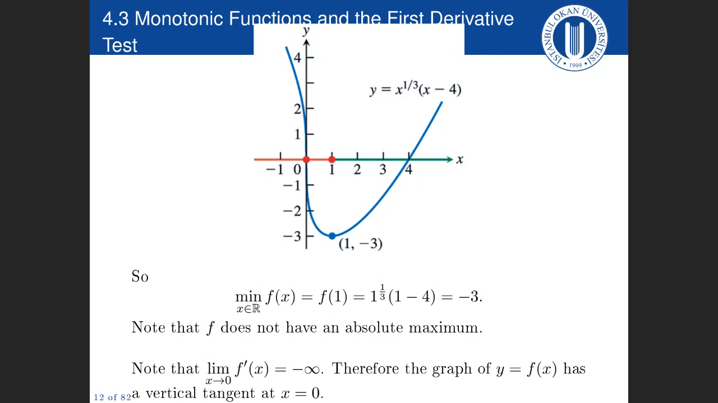You can see we said it was decreasing between minus infinity and 0, decreasing between 0 and 1, and then increasing between 1 and infinity. We said that the derivative was equal to 0 when x is equal to 1. We can see that. And the derivative does not exist when x is equal to 0. Why? Because it has a vertical tangent just here.